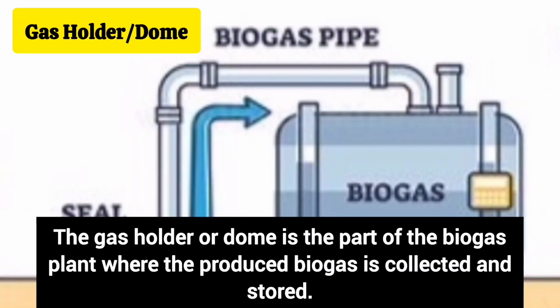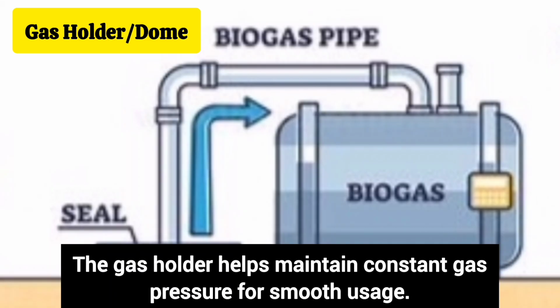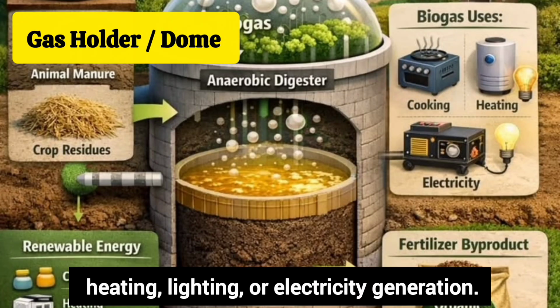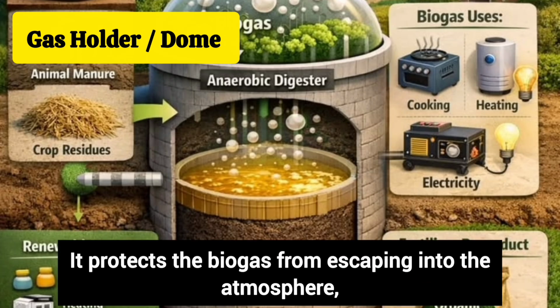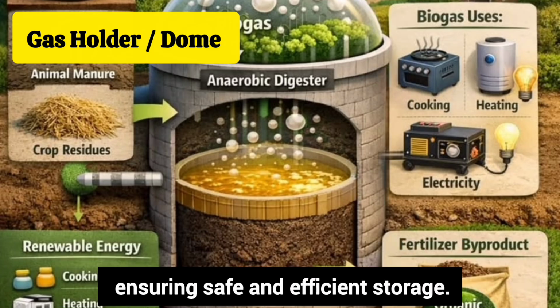The gas holder or dome is the part of the biogas plant where the produced biogas is collected and stored. It receives biogas from the digester as organic waste decomposes. The gas holder helps maintain constant gas pressure for smooth usage. The stored biogas can be supplied through pipes for cooking, heating, lighting, or electricity generation. It protects the biogas from escaping into the atmosphere, ensuring safe and efficient storage.